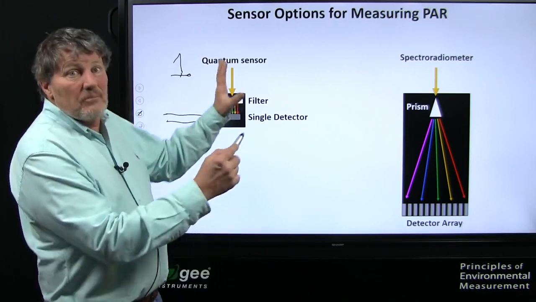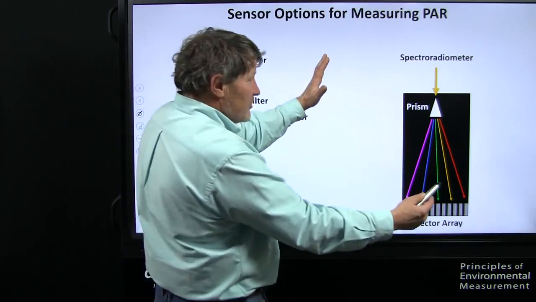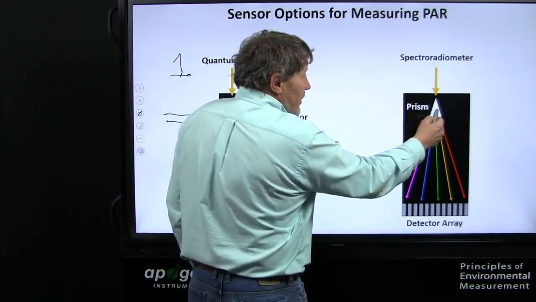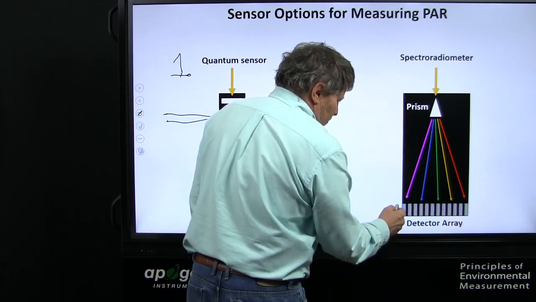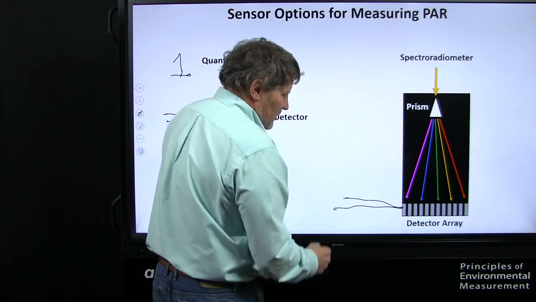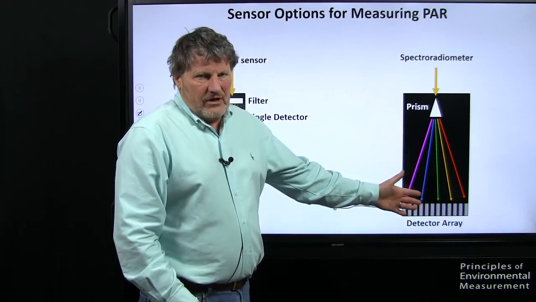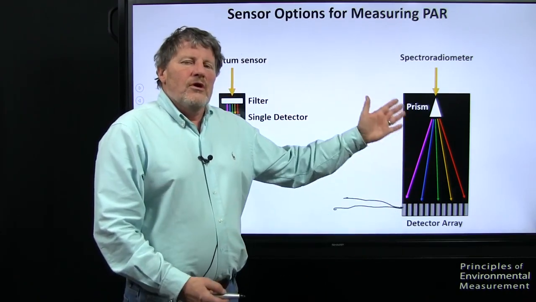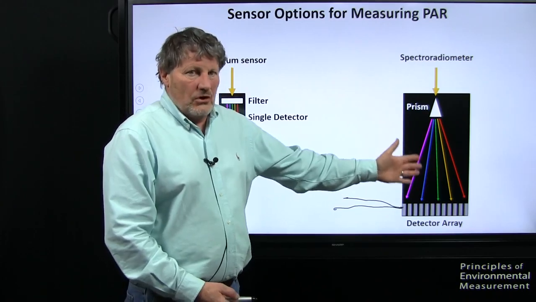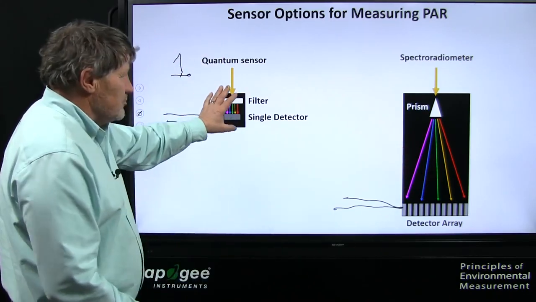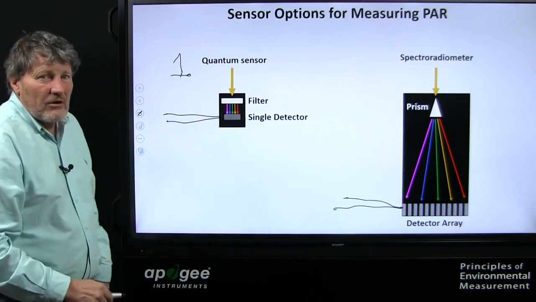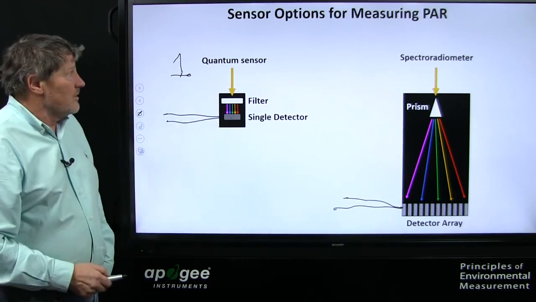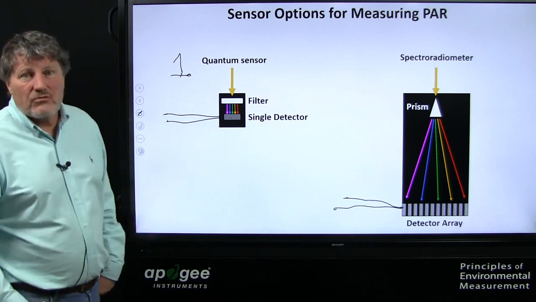If we make the jump to light speed, now we have a spectroradiometer and a prism. It breaks up the light, and we have lots of arrays down here. And this goes off to a meter. This is more accurate. It's also more than 10 times the cost. So we're going to look at these. How accurate are these compared to a spectroradiometer, and compare them back and forth. This is two options to do this: quantum sensor, spectroradiometer.